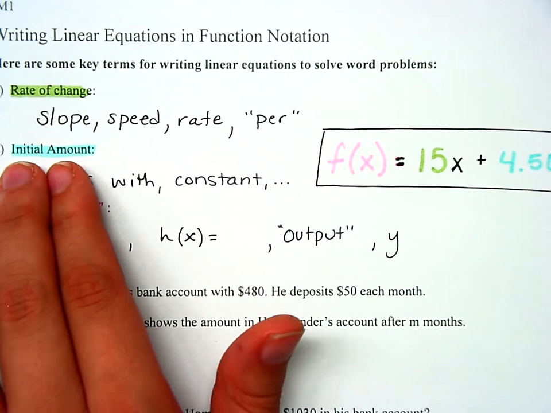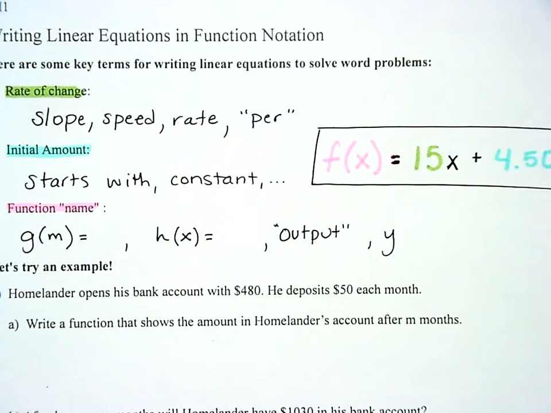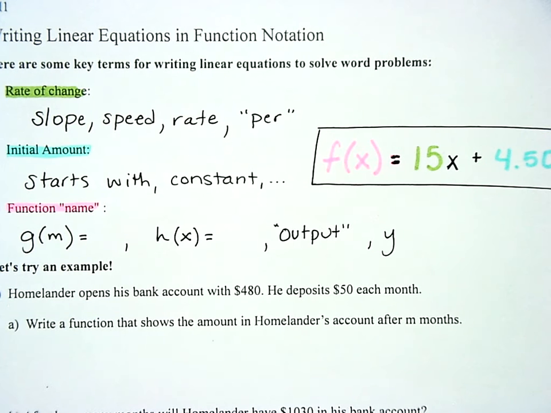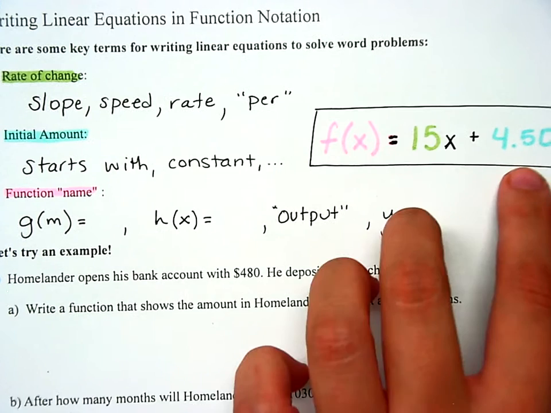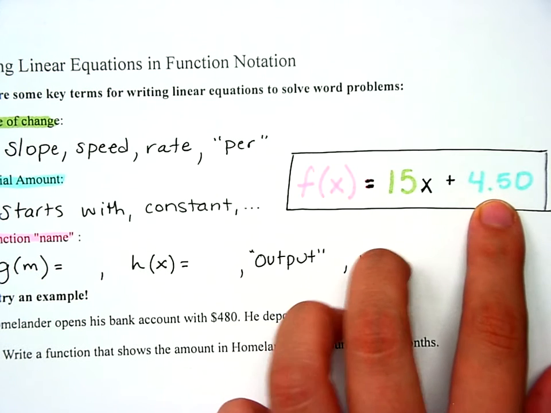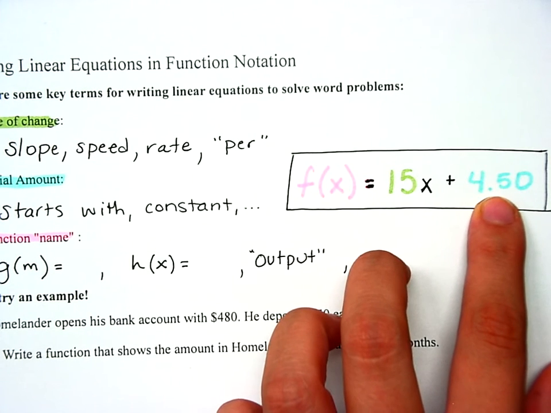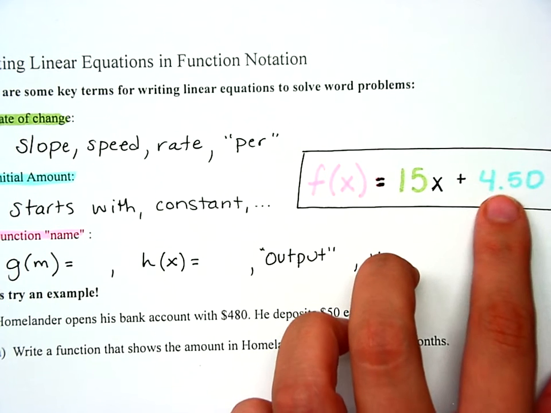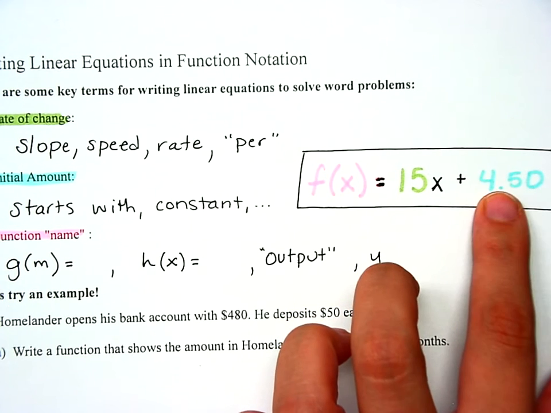Okay, the next thing is our initial amount. Sometimes it's going to be 0, sometimes it's going to be a number like this, but it's whatever we start with. If we start with 0 money, it's going to be 0. If I start with $50 in my account, it's going to be 50. Maybe the shipping fee is $4.50, so that's like that constant amount that doesn't change. This is your y-intercept or your initial amount.